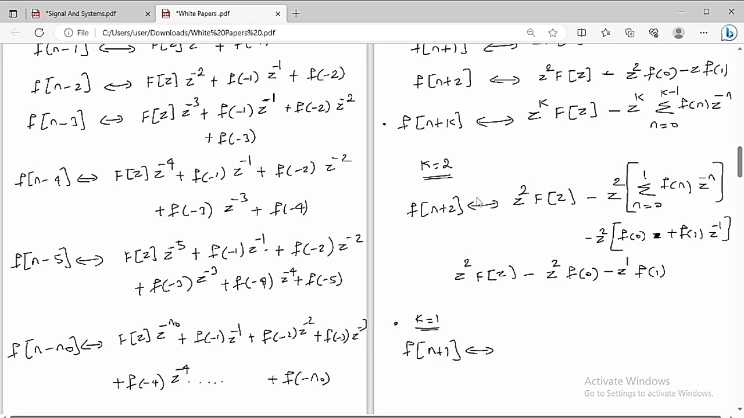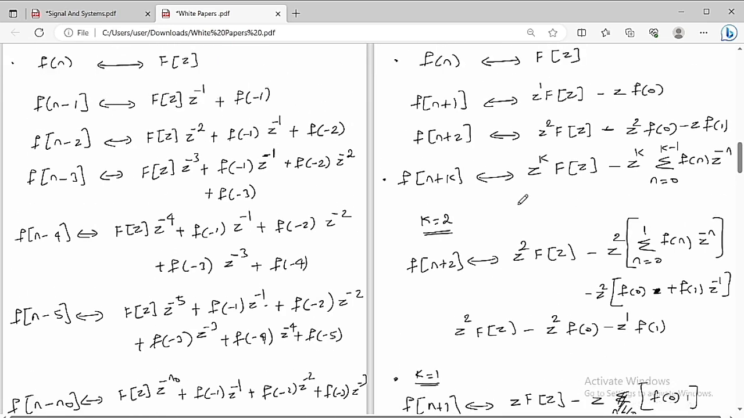So what is the formula? z to the power of 1 into f of z minus z to the power of 1 into sigma n is equal to 0, k is equal to 1. So 1 minus 1 is nothing but 0. So only one thing we are going to get, which is f of 0 only. So f of 0 into z to the power of minus 0 is nothing but 1. So multiply z, we are going to get z into f of z minus z into f of 0. So this is what we are going to get for f of n plus 1. Is it same thing or not? Yes, same thing. So this formula only I want you to remember.